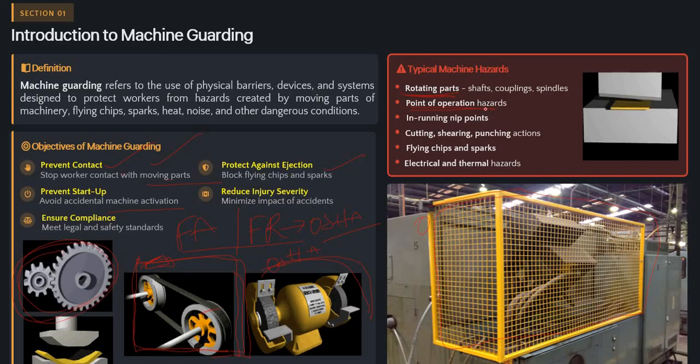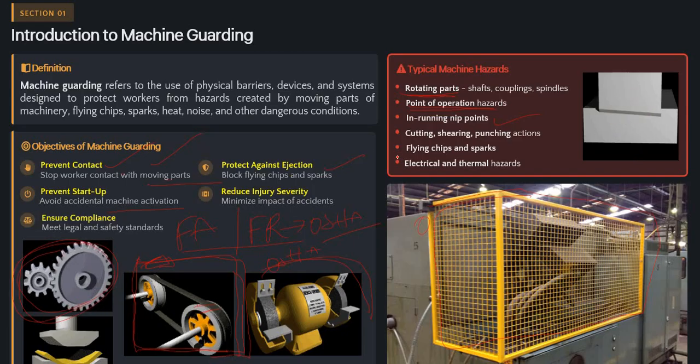Point of operation hazards, like a lathe machine spindle or a grinding wheel. So this is the point of operation. There is a rotating object, and whenever people work with loose clothing, it creates some kind of entanglement. And then running nip points, like the belt and pulley. These nip points cause entanglement, again amputation.